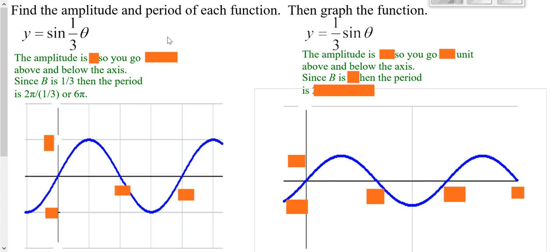So here we want to find our amplitude and our period. Amplitude is always related to what's in front, so there's nothing in front, there's a 1 there, so our amplitude is 1, so you'll go 1 up and 1 down. Now, what's in front of your angle affects your period. So it's going to make it, instead of 1/3, it's actually 3 times as big. So your period was 2 pi, so it ends up being 6 pi.